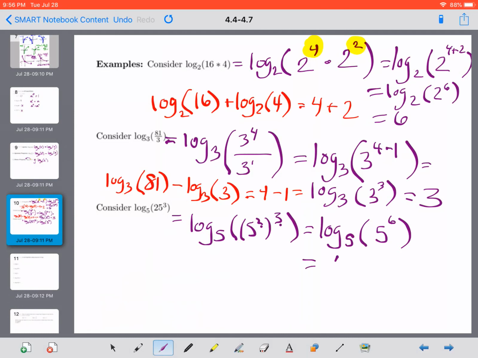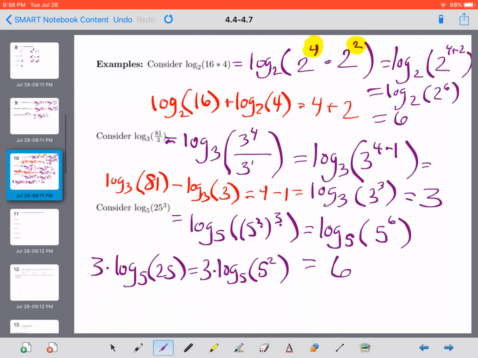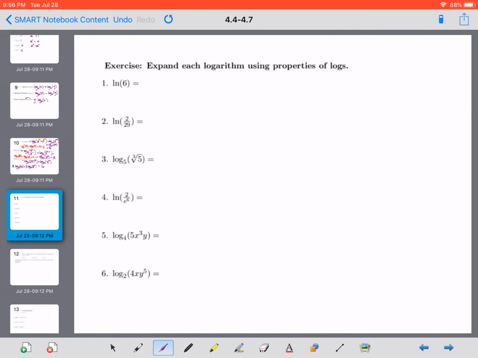And so this, of course, is equal to 6, because 5 to the 6th power gives you 5 to the 6th power. Right, this is the same thing you would have gotten if you had just pulled that 3 out in front to begin with. 3 times log base 5 of 25 would be 3 times log base 5 of 5 squared, which is 3 times 2, which is 6. Okay, so these examples should give you a sense of how or why these properties hold for multiplication, division, and exponentiation of logs.